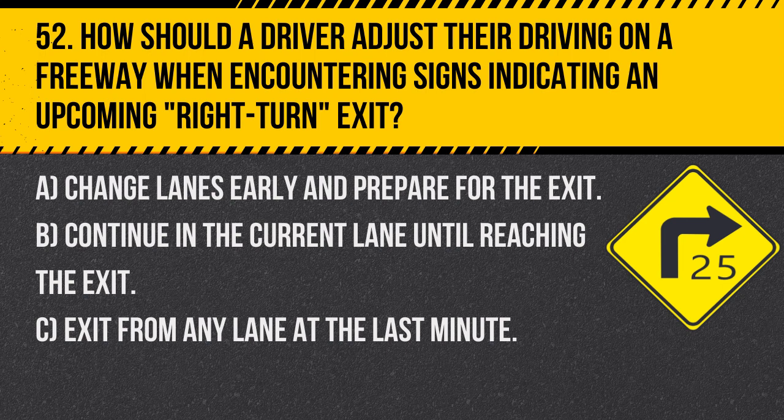Question 52. How should a driver adjust their driving on a freeway when encountering signs indicating an upcoming right turn exit? A. Change lanes early and prepare for the exit. B. Continue in the current lane until reaching the exit. C. Exit from any lane at the last minute.